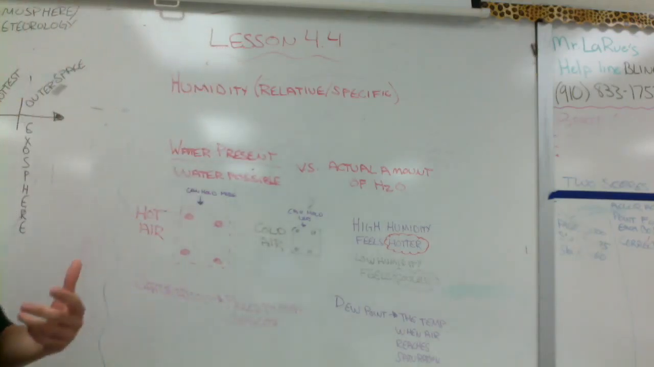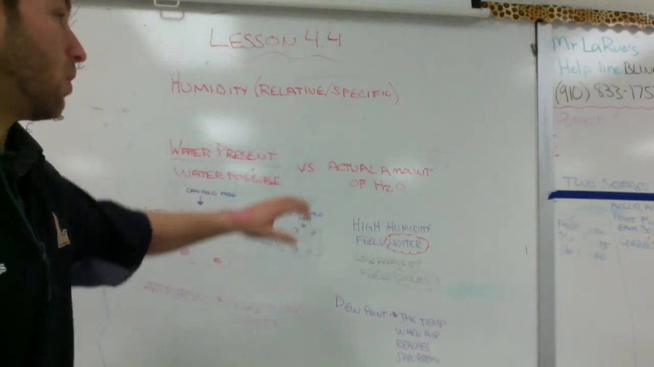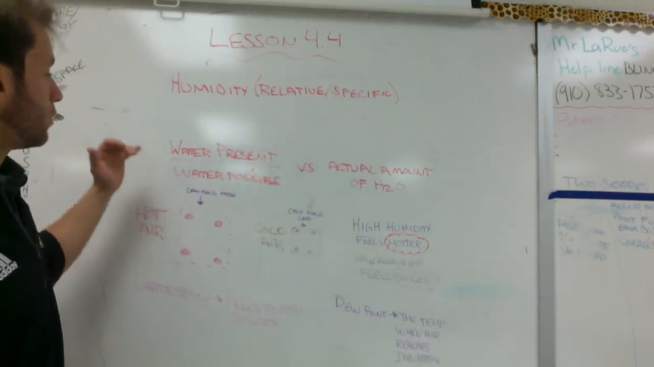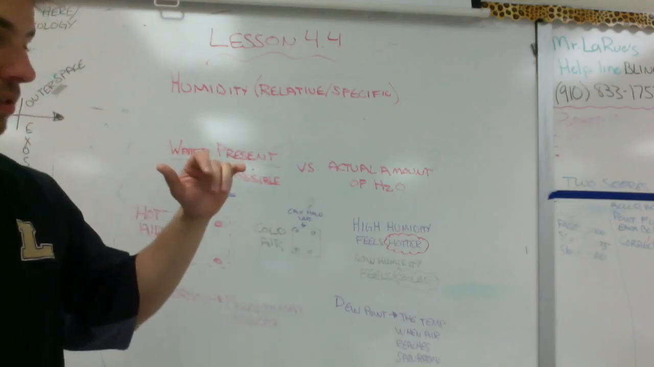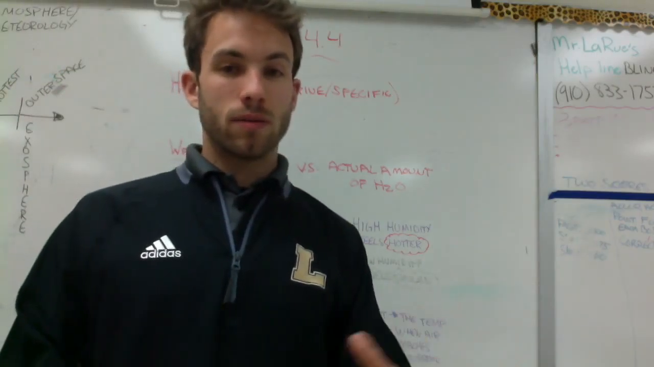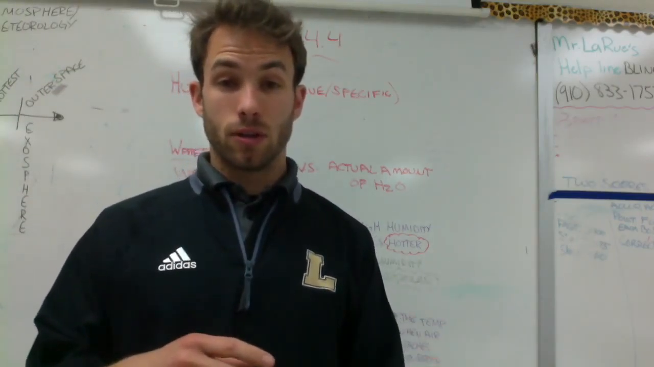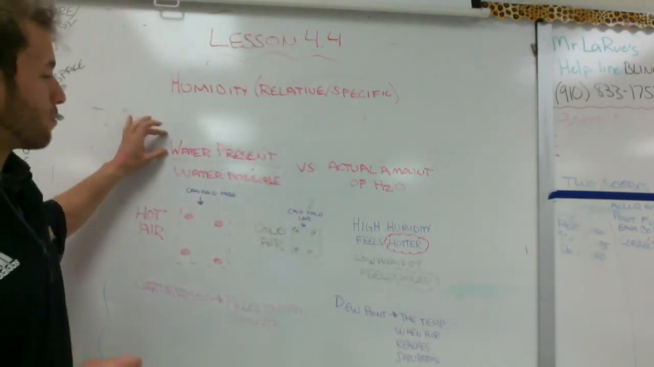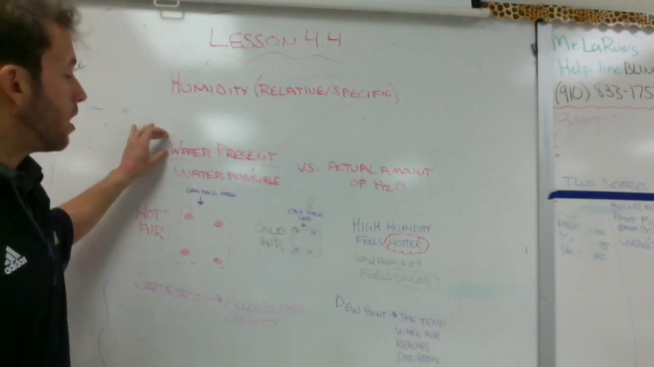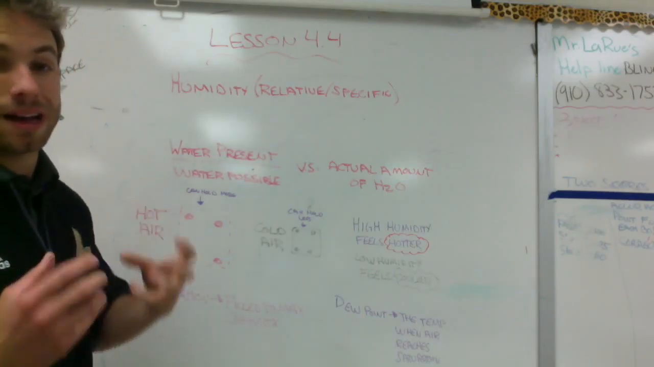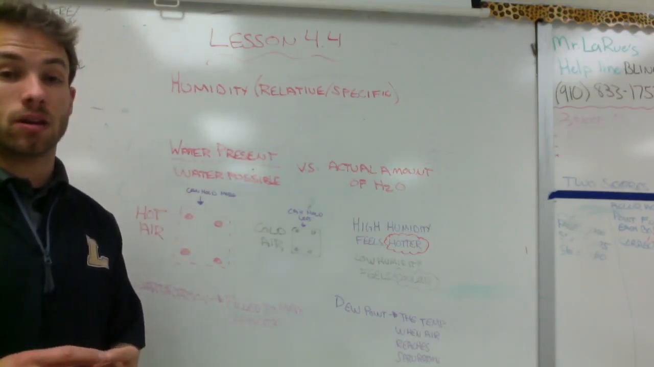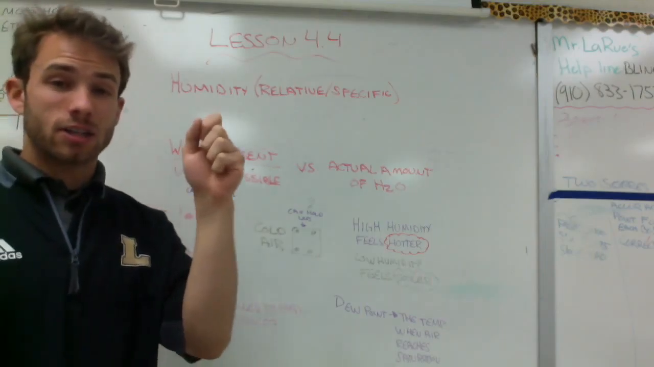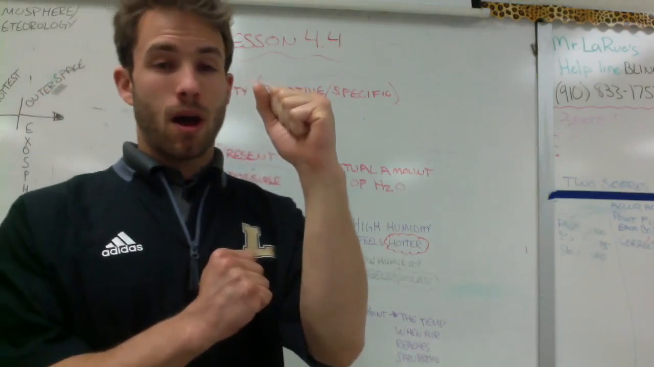So there's really two types of humidity that we're going to focus on. One is relative humidity and the other is specific humidity. Relative humidity is a ratio. Relative is usually going to mean in comparison to. So for relative humidity, we compare how much water we have present in the atmosphere or in the air to how much we could possibly have, the maximum amount the air can hold. Again, relative humidity is how much we actually have over how much is possible to fit in there.